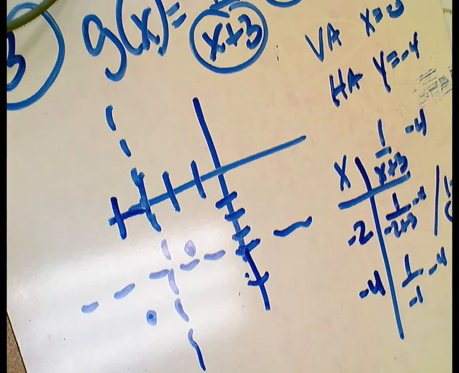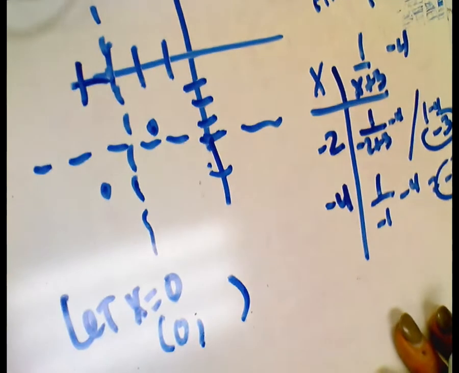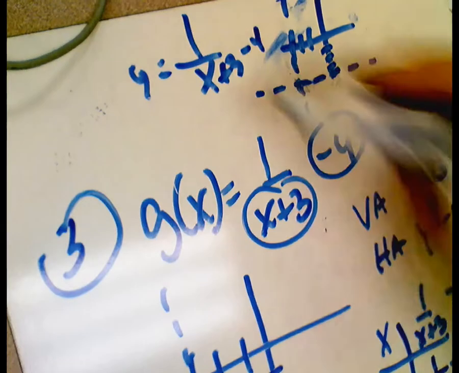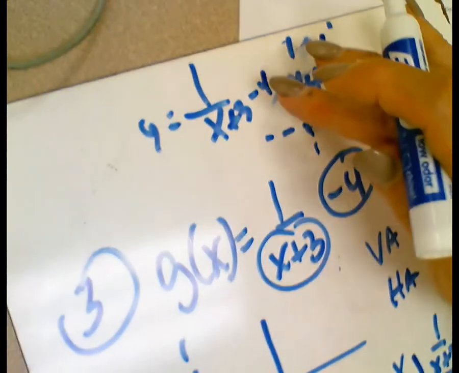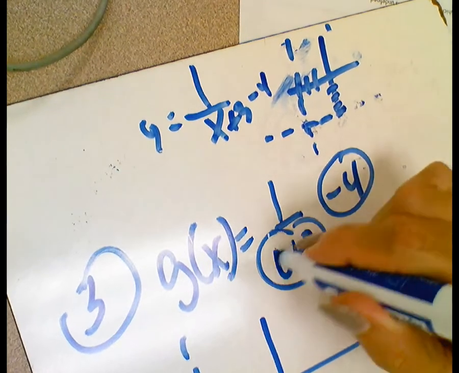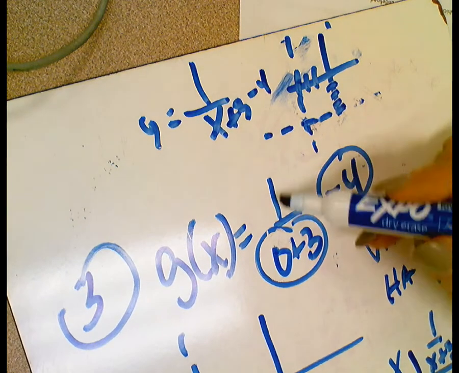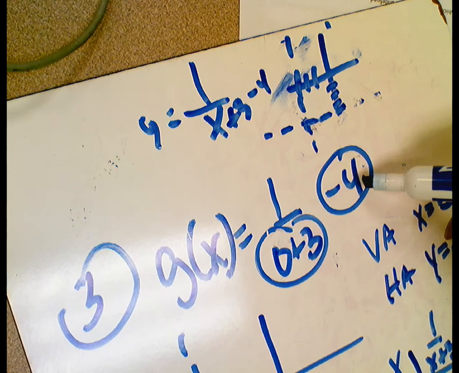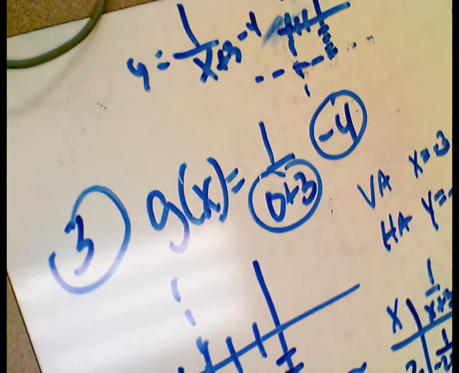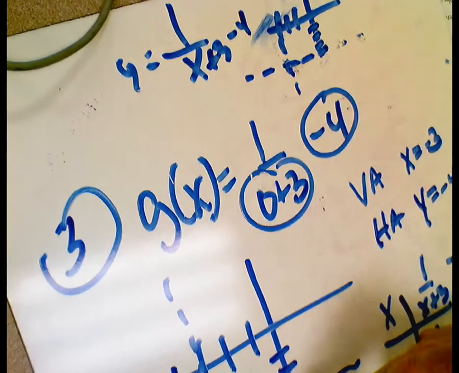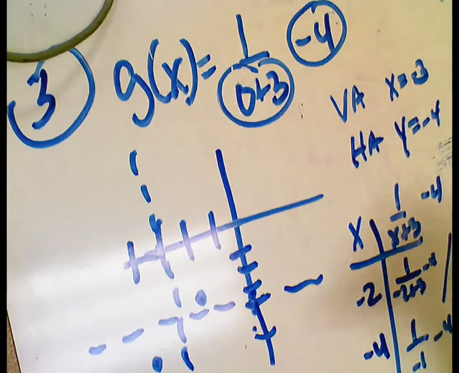So the only other points that are easy to find are your x and y intercepts. So if you let x equal 0, what is y? If you go to the original problem and let x equal 0, that's 1/3 minus 4, which is -3 2/3. So that's a point right there. I put that right there, right above the asymptote.